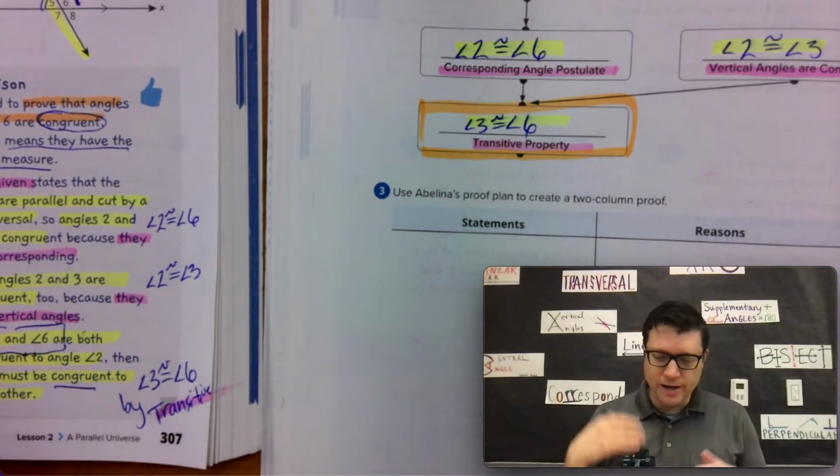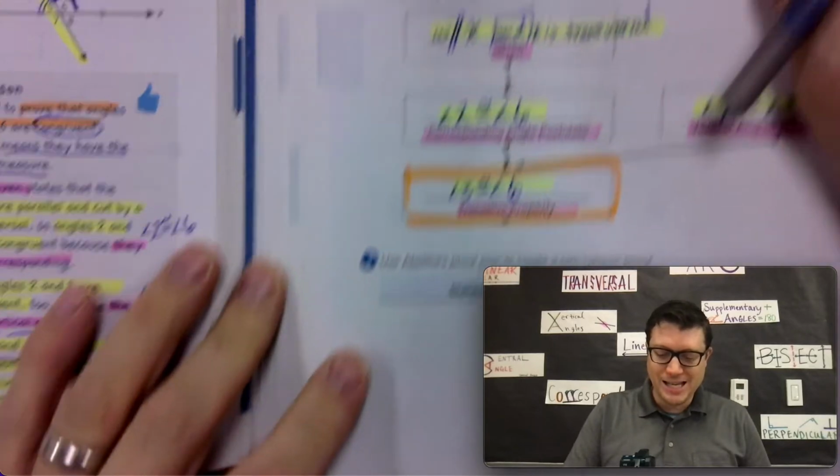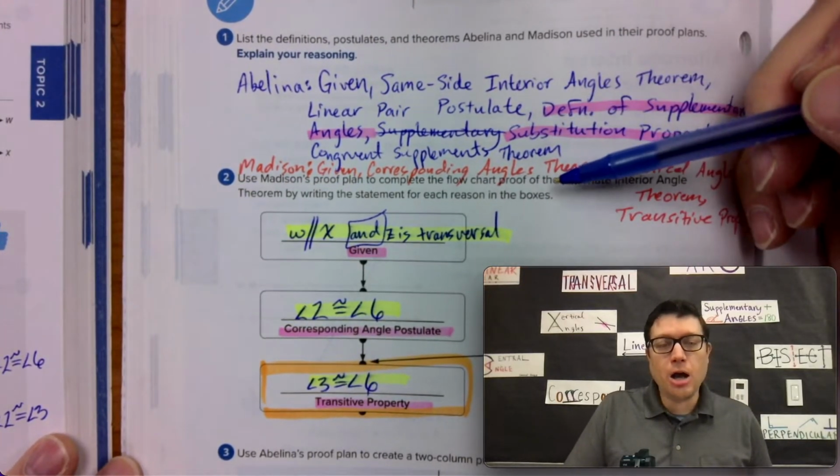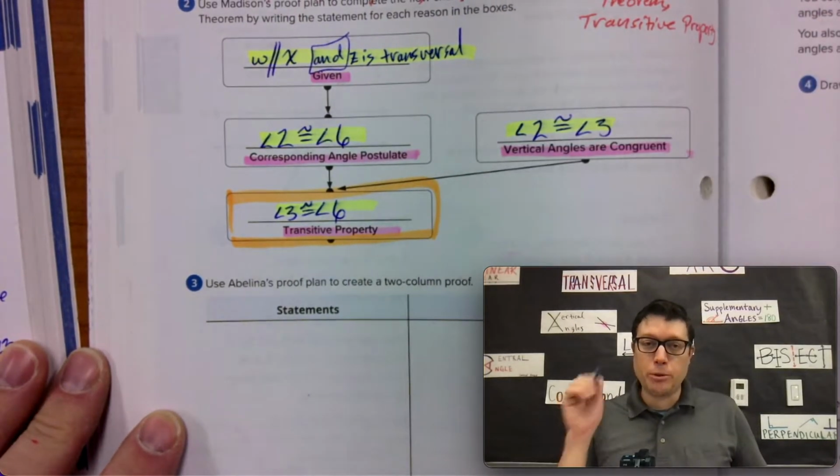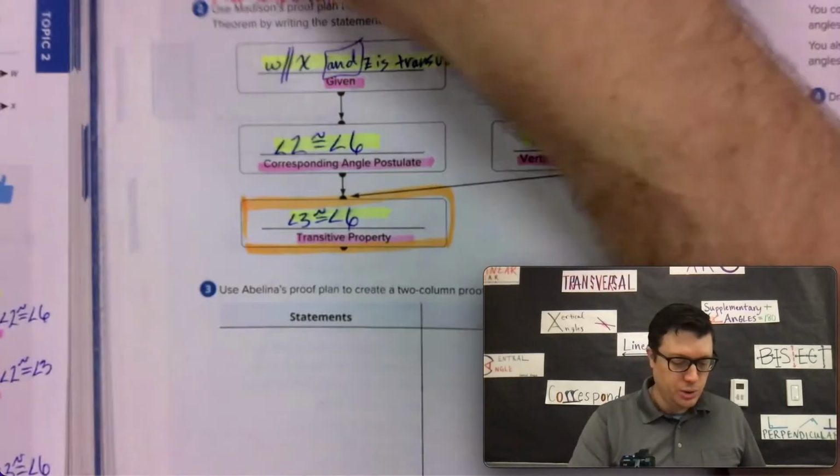This is your video page 308 part C. We have done listing all of question one's statements. We have created a paragraph proof turned into a flowchart proof for Madison. We're now going to do Abelina's proof plan to create a two-column proof.